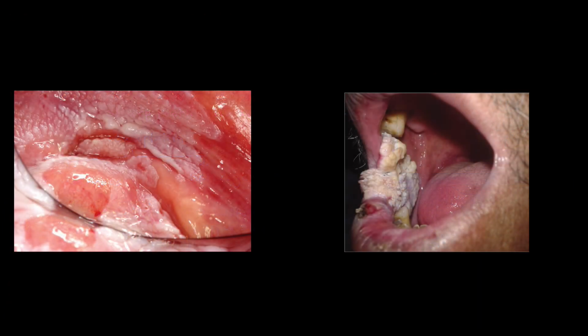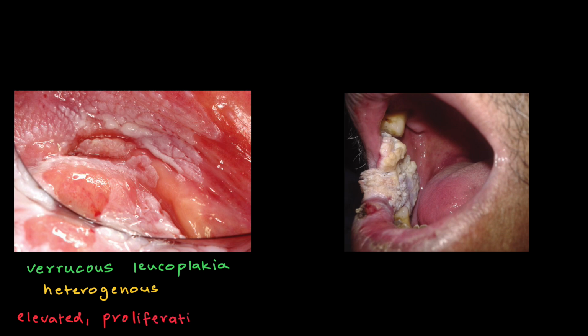After we have seen what homogeneous leukoplakia and speckled leukoplakia look like, we look at another variety called verrucous leukoplakia. Verrucous leukoplakia is another type of heterogeneous leukoplakia. It has an elevated, proliferative or corrugated surface appearance.